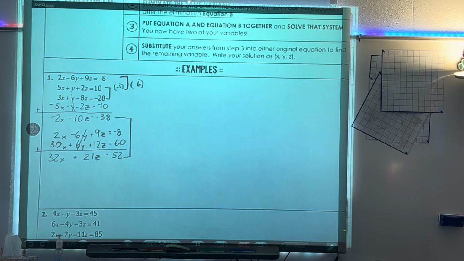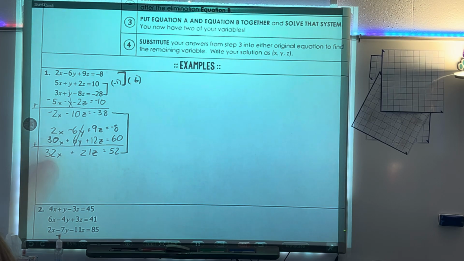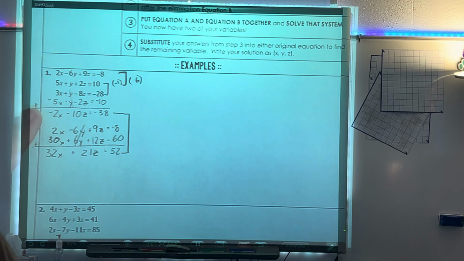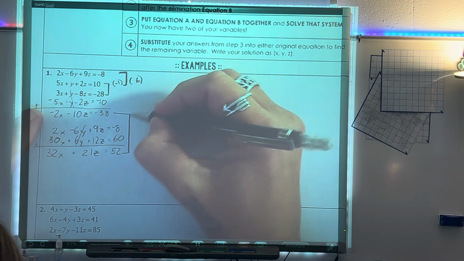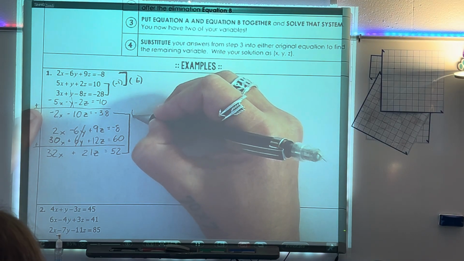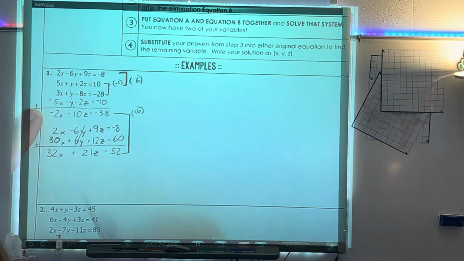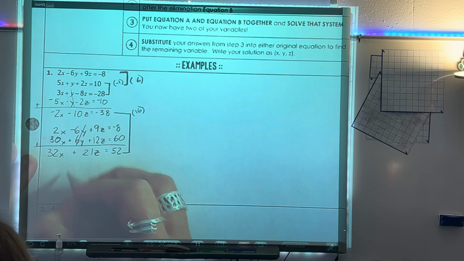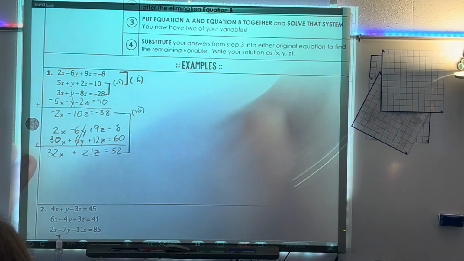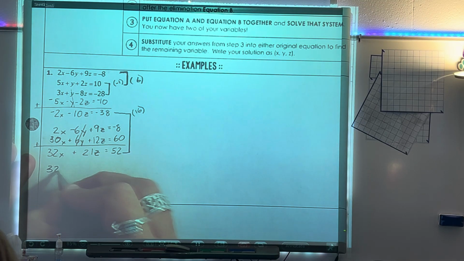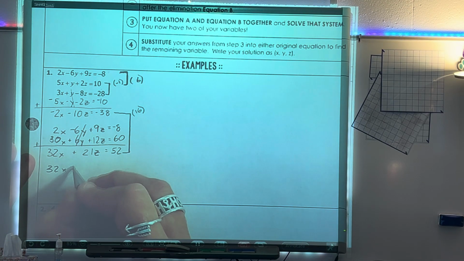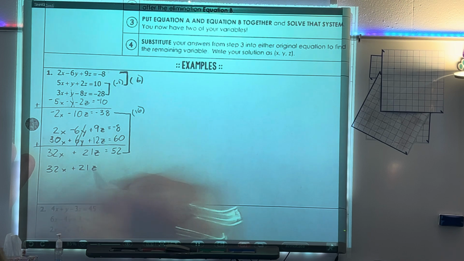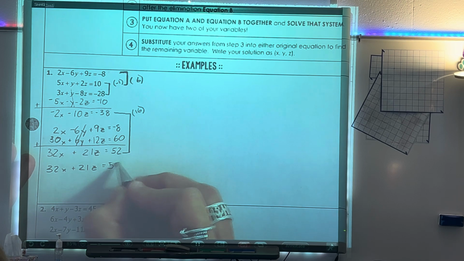X is easier. So this one's 32, so what do I need to multiply this by to get to 32? 16. So I'm multiplying this one by 16. This one gets to stay the way it is. Are we okay there? If you have room, you can write it right here. If you don't, go over here. So I've got 32x plus 21z equals 52. I'm just bringing that equation down.